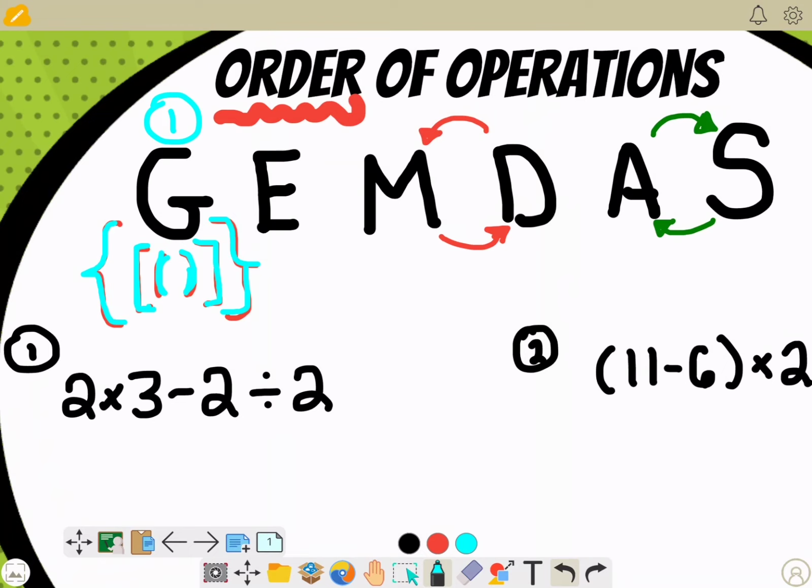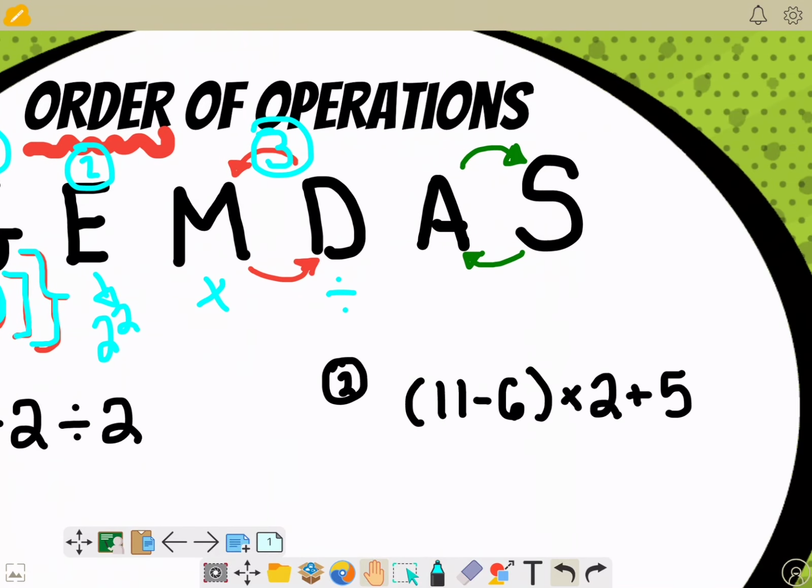The second step is going to be your exponents. Like you might see something like 2 squared. I'll do a little mini lesson on what exponents are hopefully today. Then we have step 3, which is multiplication and division. You're going to do whatever comes first. You might be doing division first if it comes first in the sentence. You might be doing multiplication if it comes first in the sentence. And then you're going to do step 4, which is addition or subtraction, whichever comes first in the sentence.